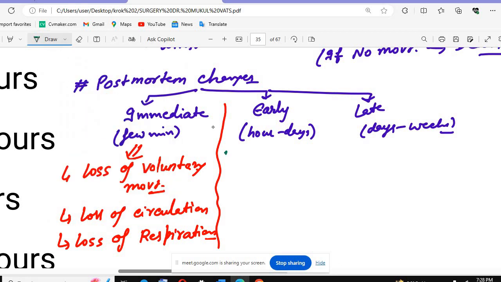Now in early postmortem changes, we see skin changes. After that we see eye changes.